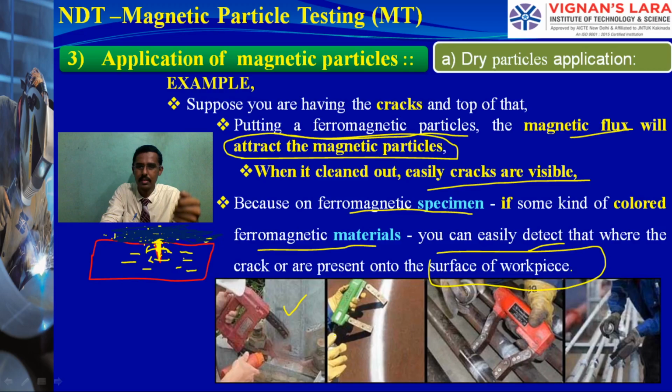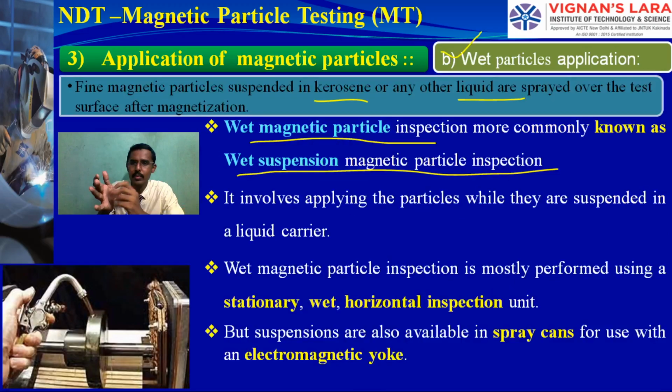Wet magnetic particle inspection is more commonly known as wet suspension magnetic particle inspection, because the particles are mixed in the liquid. It involves applying the particles while they are suspended in the liquid carrier. The liquid is then uniformly distributed over all the zones of the specimen, equal in length, equal in thickness, equal in volume. Wet magnetic particle inspection is mostly performed using a stationary, horizontal unit only. Why is it horizontal?